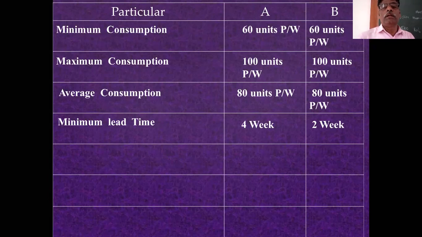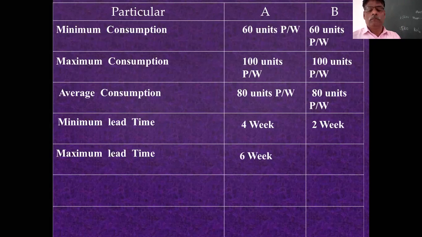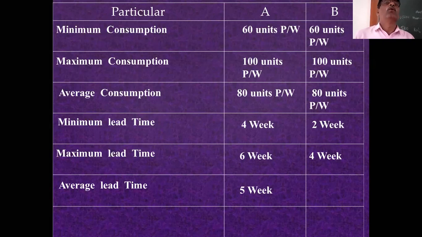Minimum lead time is 4 weeks for A, 2 weeks for B, and maximum is 6 weeks for A, 4 weeks for B. Then average lead time is 4 plus 6, 10, 10 divided by 2, 5. Then next is 3 weeks for B. How is it 3 weeks? 2 plus 4 divided by 2, that is 6 divided by 2.